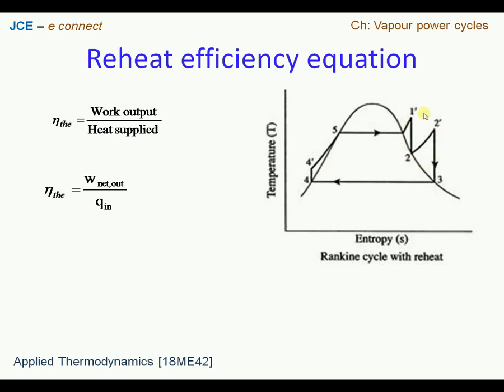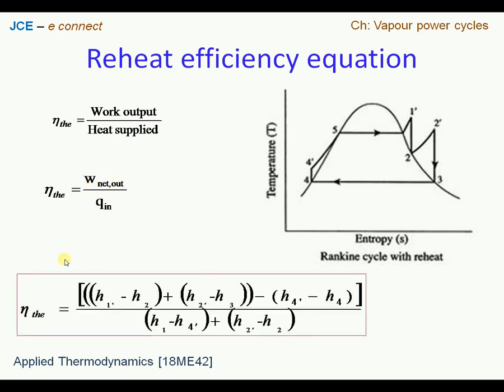When we deduct the pump work from the total work done by the turbine, we arrive at the net work done. Therefore, now let us look at the final equation. So we have the turbine work, the work done in the stage 1 turbine, that is the high pressure turbine, plus the work done in the low pressure turbine, minus the pump work, which is given as H4 minus H1, divided by the total heat input.